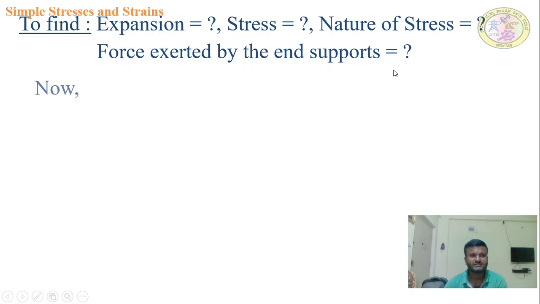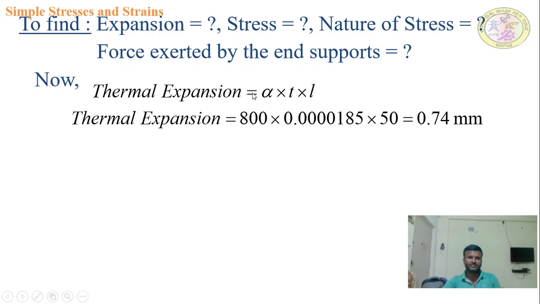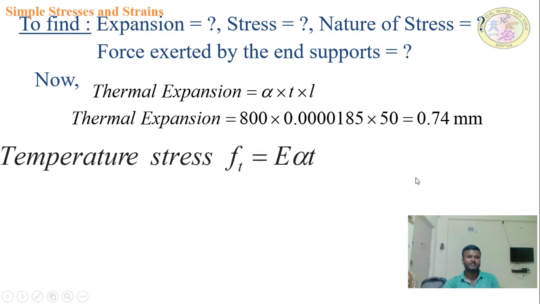Okay, now thermal expansion, we have the formula alpha T L. Alpha is given, T is given, L is given. Substitute and you get the answer. 800 is the length of the bar, 18.5 into 10 to the power of minus 6, and 50 is the temperature change, is equal to 0.74 mm.